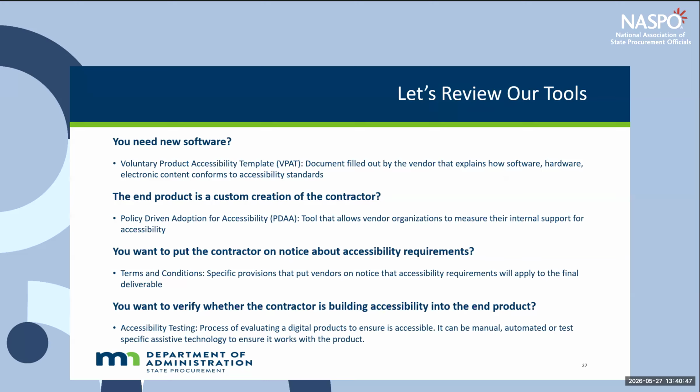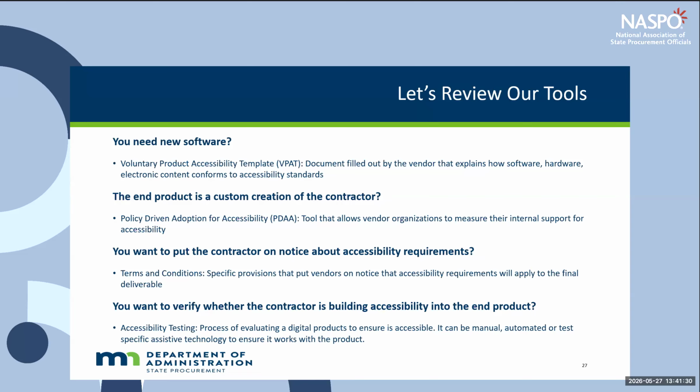So what if you have an end product that is a custom creation of the contractor? You want to ask for what we call policy-driven adoption for accessibility. You might remember a couple slides ago when I talked about the maturity of an organization, and how more mature organizations often are very good at accessibility, but the PDAA helps us evaluate that. It allows us to look at the vendor as an organization to measure their internal support for accessibility. So if a company is very good about having their own internal policies about accessibility and creation of accessible things, they are way more likely to produce something for you that is accessible.